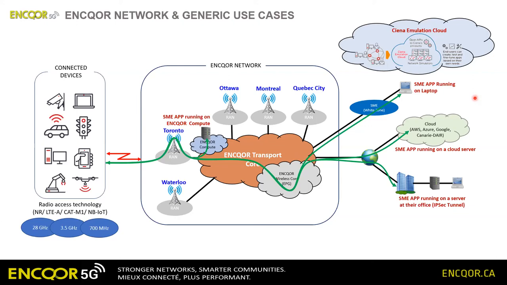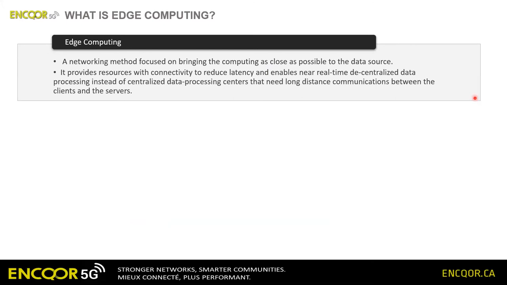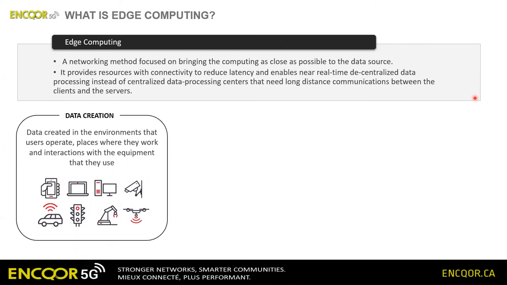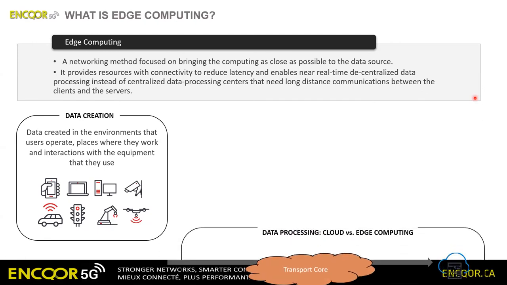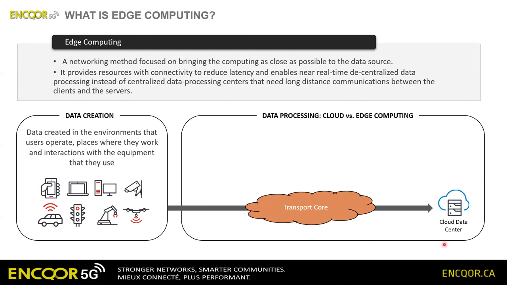Now, some more details about some points that I mentioned. First is edge computing. Edge computing is a networking method where we focus on bringing the computing as close as possible to the data source, the creation of the data. It can be processed in the cloud, similar to most applications now. You have data creation here, and you process it in the cloud. That means the data should go through the transport and then through the internet to the cloud data center. This data center could be a few kilometers away from the data creation area, or hundreds of kilometers away.